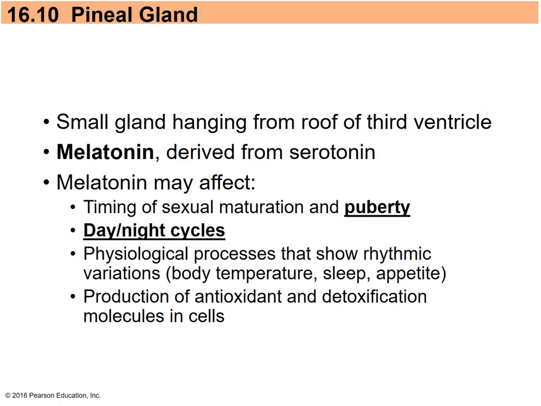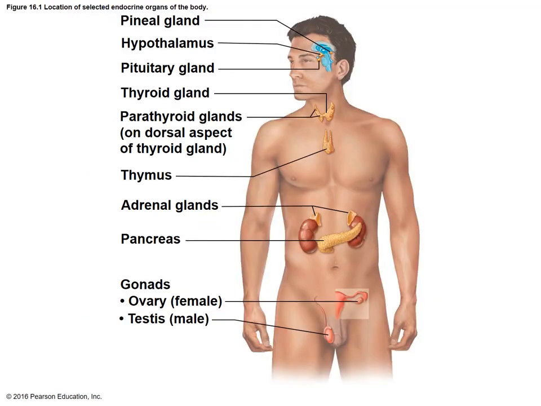The timing of sexual maturity at puberty. One of the big things is your day-night cycles. It can have effects on things like body temperature, sleep, appetite, etc. Once again, this is a picture just showing the location of the various endocrine glands that we have talked about so far.